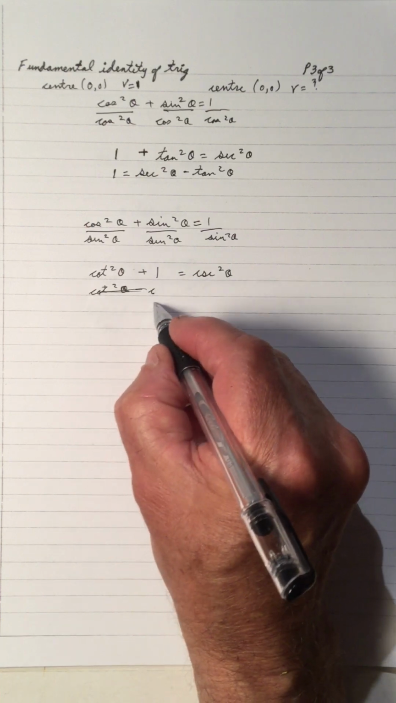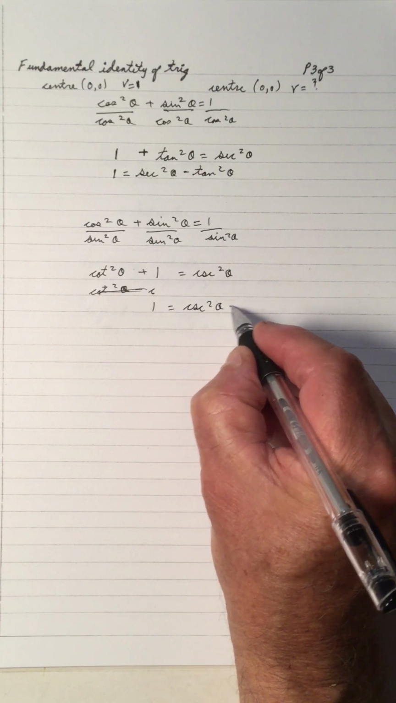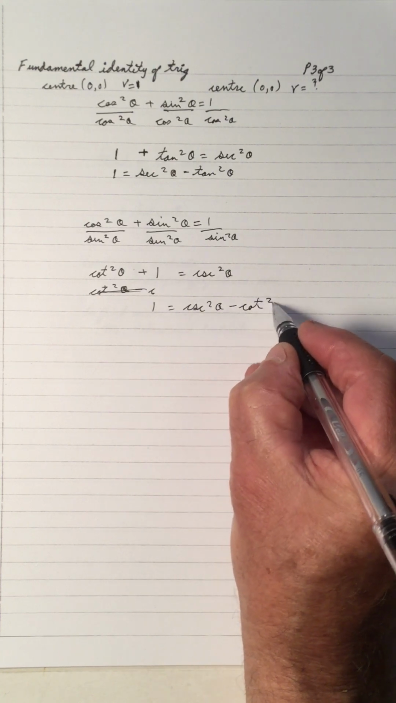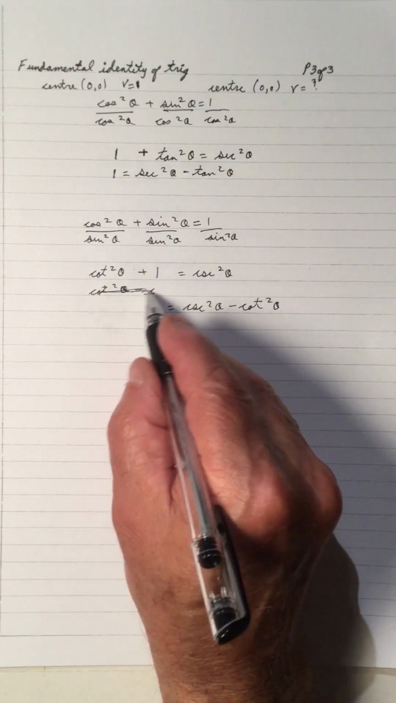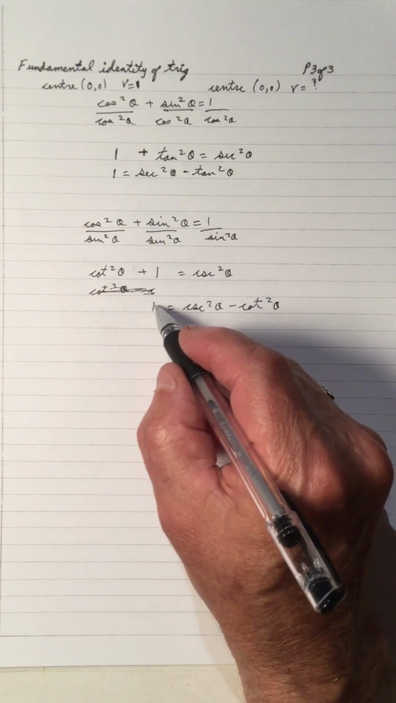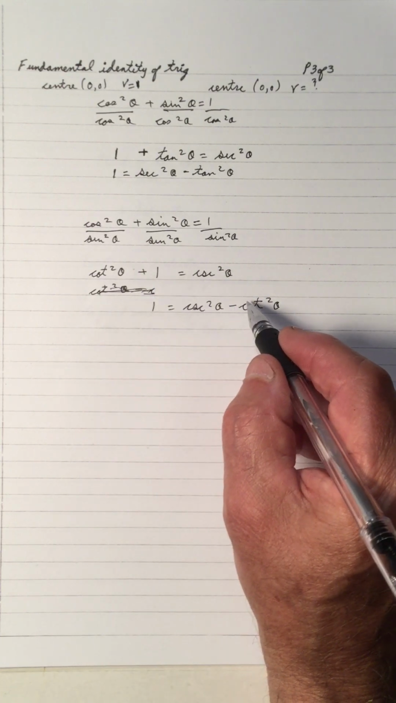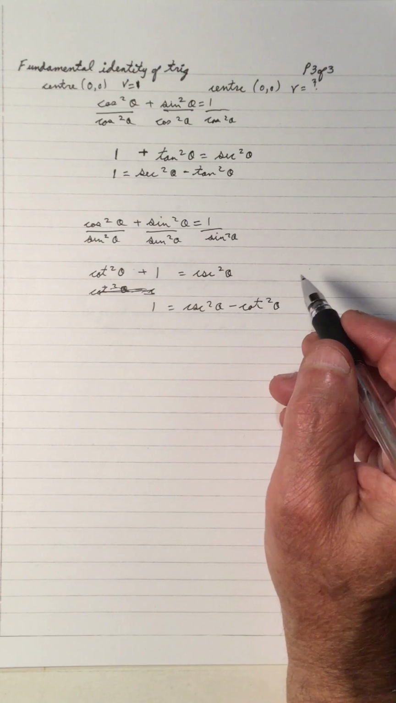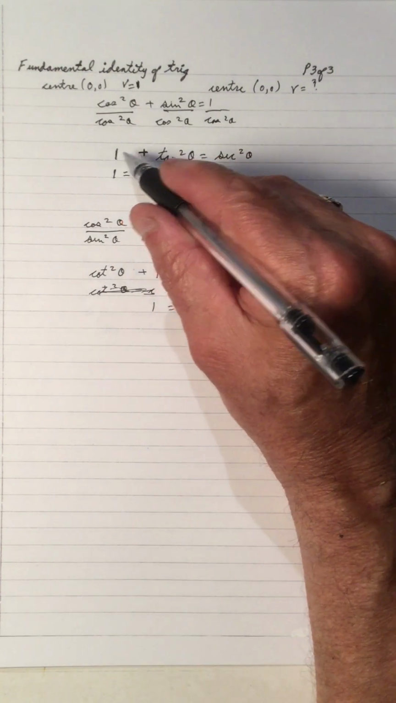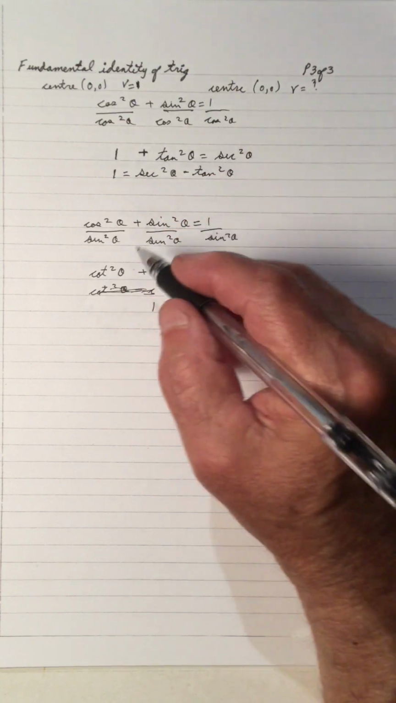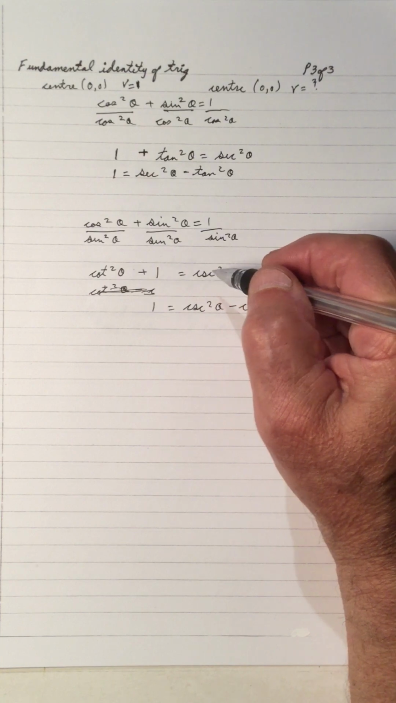Let's leave the 1 there and go cosecant squared minus cot squared equals 1. If I was moving this over here, I would get a negative 1, which would be true. So 1 is equal to cosecant squared minus cot squared. Cot goes to the other side. So these are a couple more identities: 1 plus tan squared is secant squared, or 1 plus cot squared is cosecant squared.